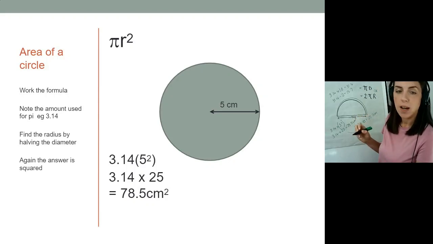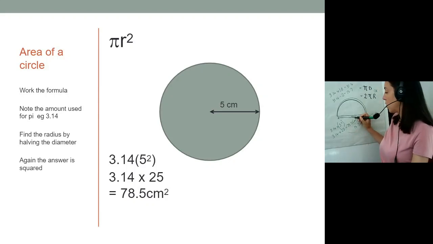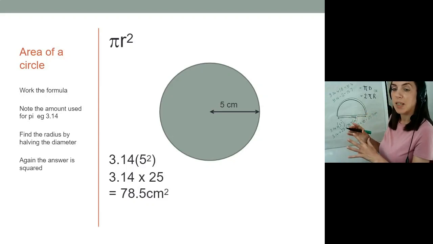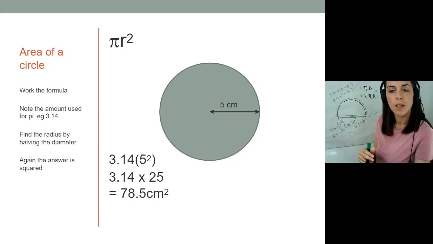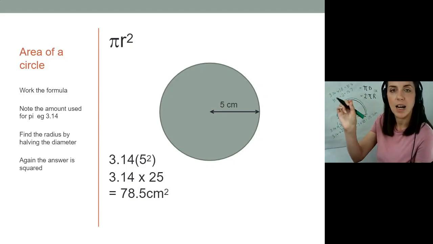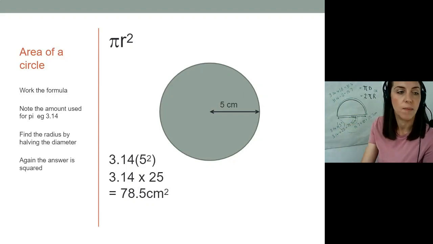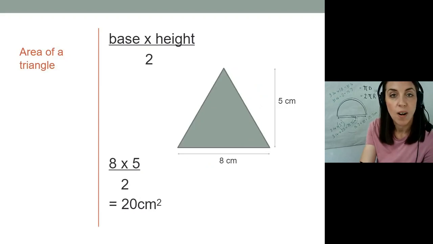Quite often in your exam, your measurement and the squared will be there. Sometimes it isn't. So especially if it's a multiple choice answer, you make sure that you do answer using the correct measurement and it's squared if you've worked out the area. Next we'll look at triangles.